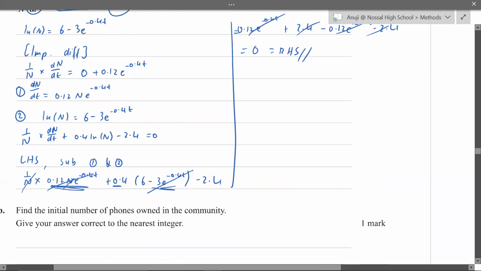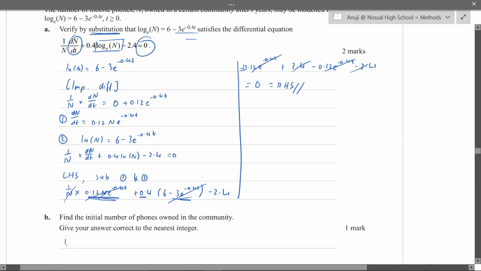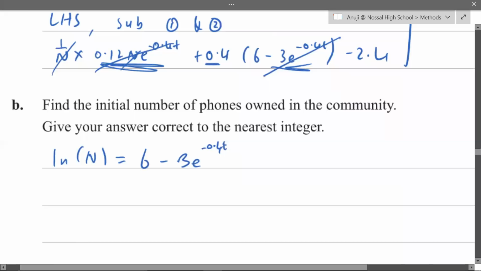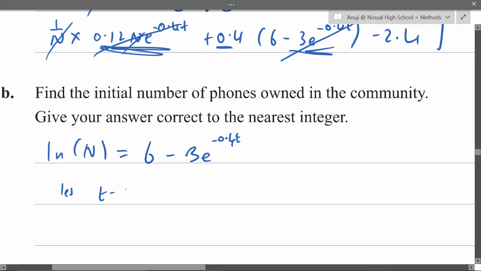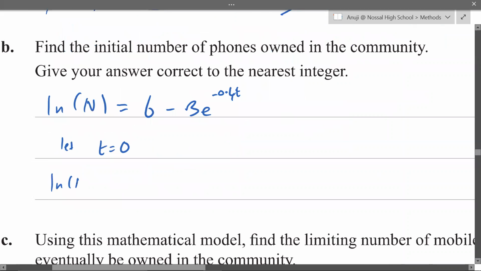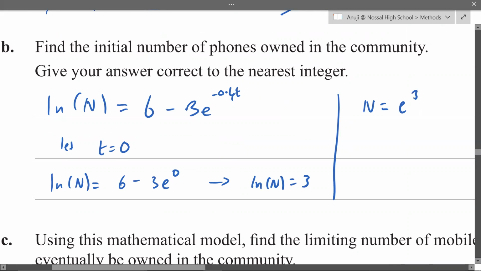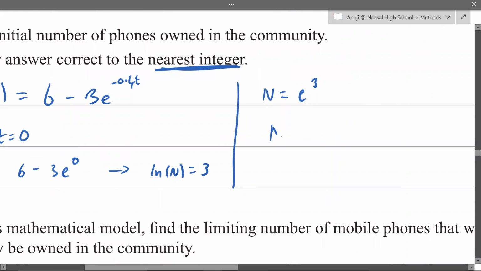And it's asking for the initial number, so that's just when t equals 0. ln n equals 6 minus 3e^(-0.4t), and if you let t equal 0, ln n equals 6 minus 3e to the power 0, so ln n is equal to 3, so n is equal to e^3, but it's asking for the integer, so if you put that into your CAS, you get 20.